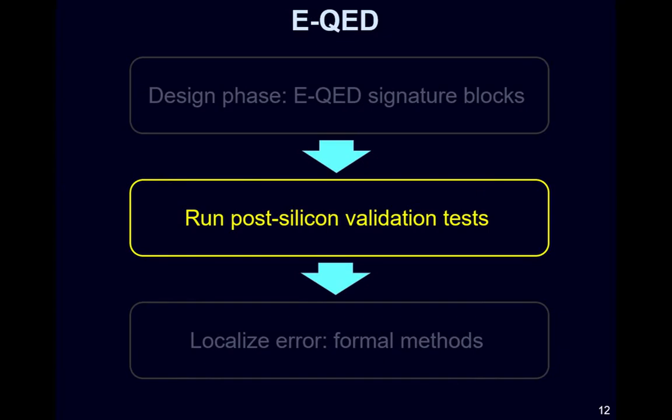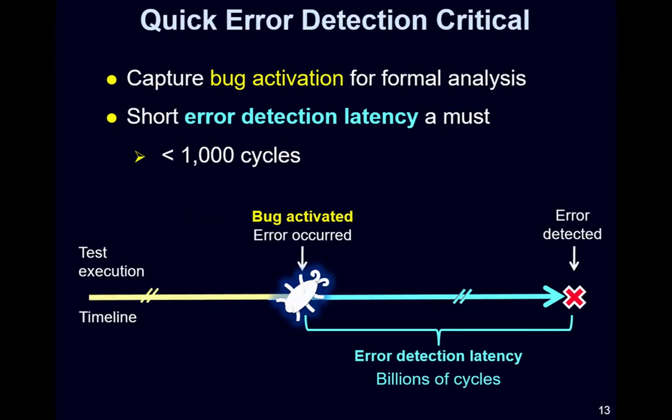So now that we've talked about the blocks that we're inserting into the design, let's talk about actually running post-silicon tests to detect the errors. What's crucial about the post-silicon validation tests that we run is that we have to capture the bug's activation for formal analysis. The reason this is important is that when the bug is activated, that's the point when it first generates an error, and that's what we want to analyze to localize it. This means that we need to have a very short error detection latency, or the time between when the bug is activated and it generates the first error, and that error is subsequently detected by the test. That time has to be as short as possible.